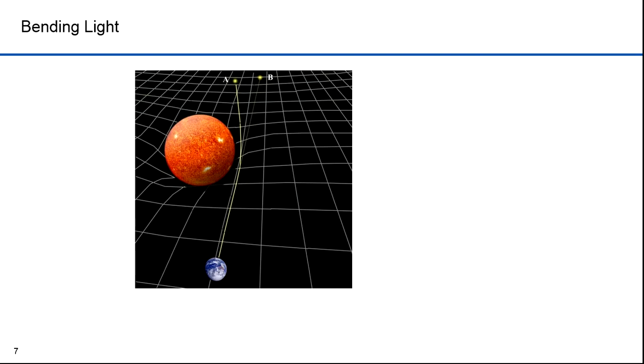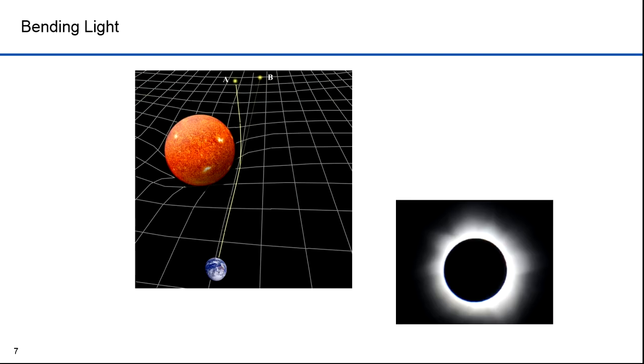3 years later, there was a total solar eclipse. During a total solar eclipse, the light of the sun is obscured, allowing you to see stars that are very close to the sun. Say there was a star depicted by A behind the sun. In this diagram, you can see the light from star A traveling around the sun through curved space-time. To an observer, the star would appear to be at location B.